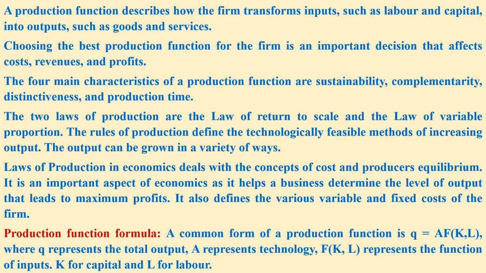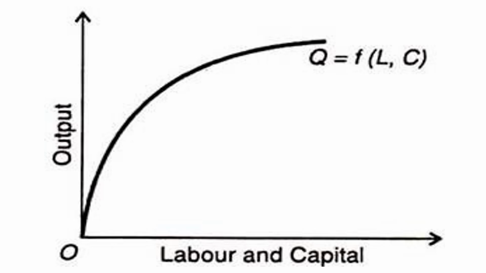Production function formula. A common form of a production function is Q equals A F(K, L), where Q represents the total output, A represents technology, and F(K, L) represents the function of inputs, K for capital and L for labor. The diagram clearly shows how the output increases due to the increase in labor and capital. It also shows after certain point of increase in labor and capital the output will not increase from the optimum level and further increase may marginally reduce the output.